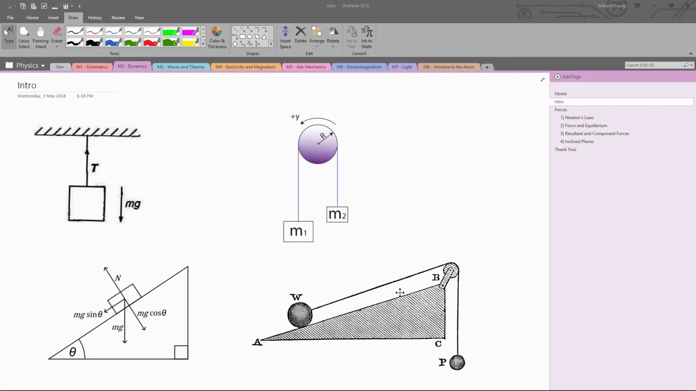So this was just a quick overview. In the next video we're going to be looking at Newton's laws, and I'm excited to dig into it with you.